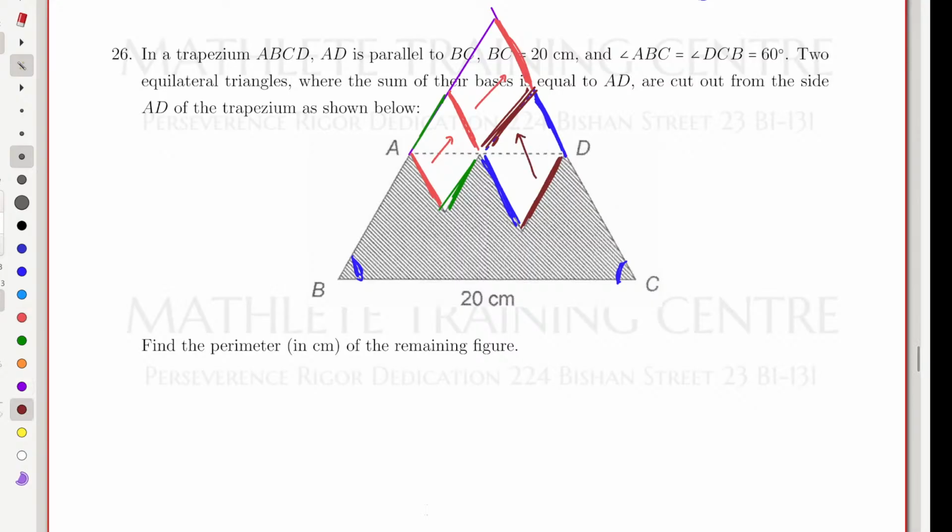I brought the brown color one out. I can bring the brown color one out again. So it's over here. So the result is that this thing will have the same perimeter as just an equilateral triangle itself with the base being 20. So therefore the answer is 60. Same. Finish. Right.